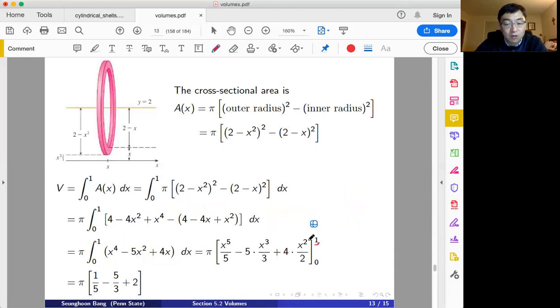You plug 1 into x: exactly 1/5. 5 times 1/3 is 5/3. 4 times 1/2 is only 2. You plug 0 into x, exactly 0. So we have this kind of thing. Simplifying, we have 8 pi over 15. This is the whole idea for solving this kind of problem.